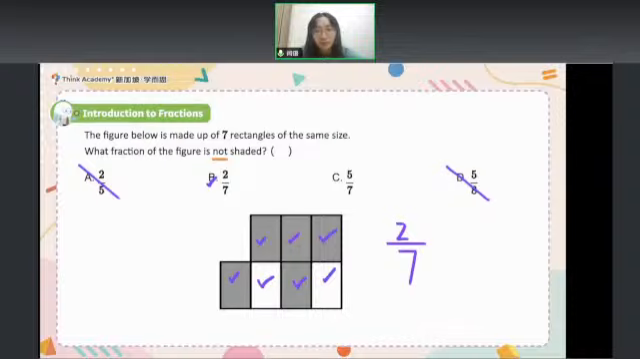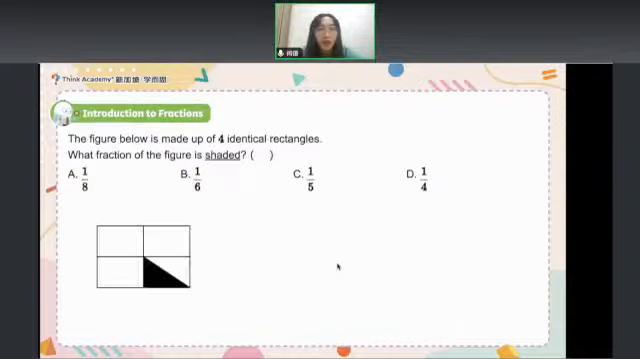Okay, then the next one. The figure below is made up of 4 identical rectangles. What fraction of the figure is shaded? Shaded. Pay attention. What is it? A, B, C, D, E, F, G. What is the answer?